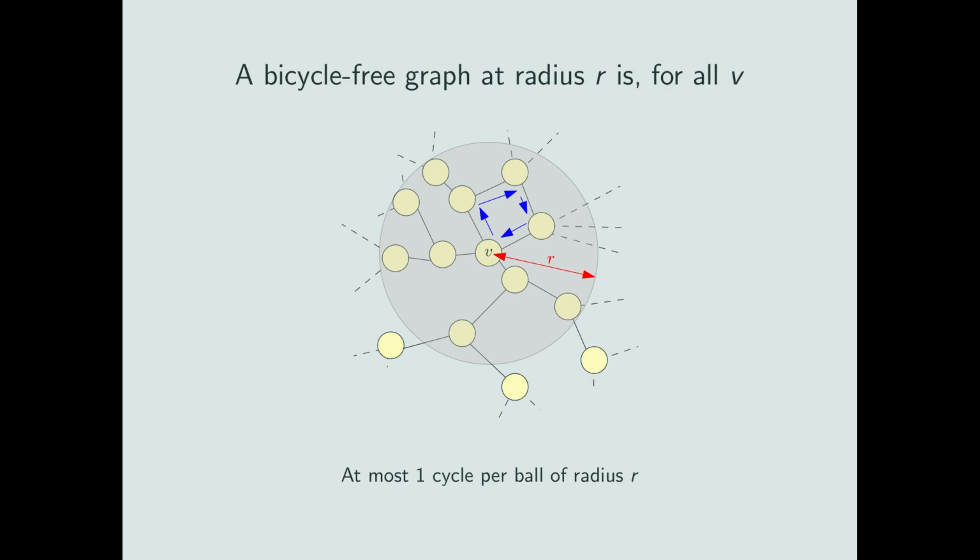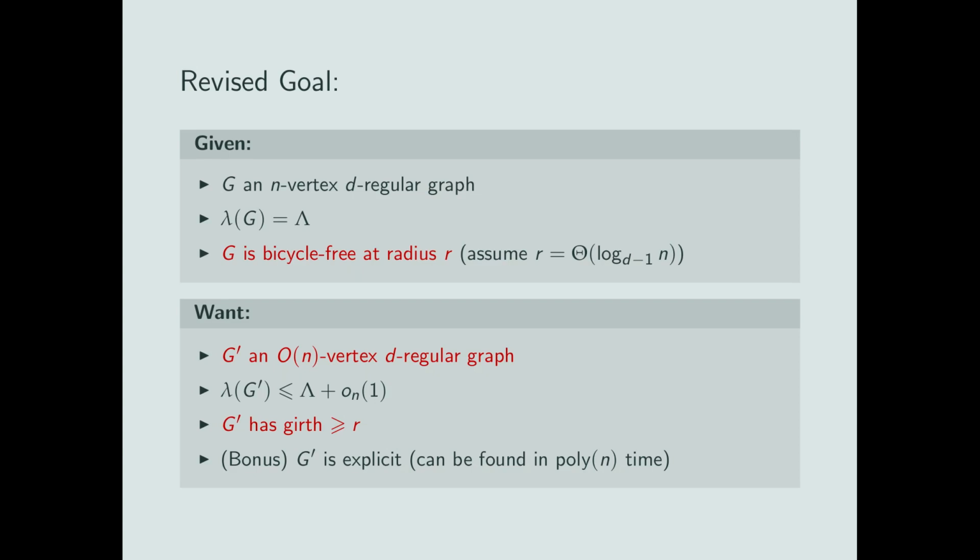Okay, so now our revised goal is the following. We're given the same n-vertex irregular graph G with spectral expansion capital lambda, but we assume that it is also bicycle free at radius r. And for simplicity, let's just assume that r is around log base d minus 1 of n. And now we want to construct a graph G prime, whose spectral expansion is almost the same, but the girth is at least r. As a bonus, we want to do it explicitly, meaning we want to find G prime in polynomial time. We won't address this last question here, but the construction we'll see also has this property.